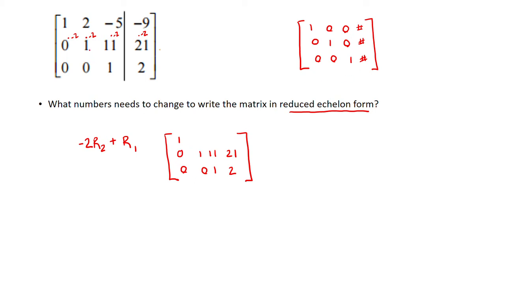Okay, back to this. 1 times -2 is -2. -2 plus 2 is 0. 11 times -2 is -22. -22 plus -5 is -27. 21 times -2 is -42. -42 minus 9 is -51. Okay, everybody caught up?